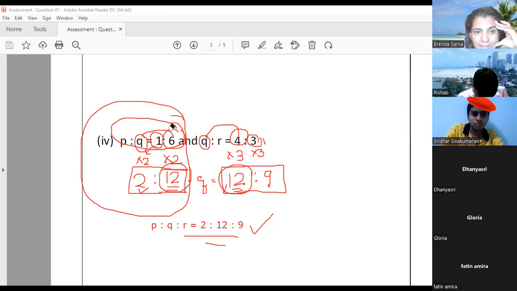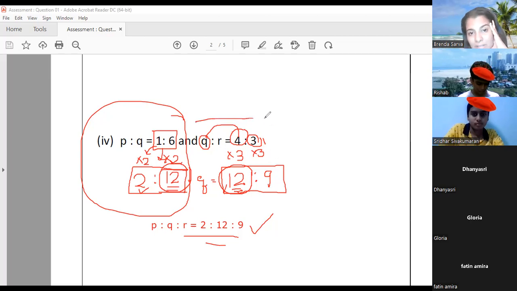Do you understand that? Yeah, understand. Okay, this ratio of 1 to 6 becomes 2 to 12 when I multiply each number by 2. You see, you simplify ratios, right? In the same way, you can actually expand back by multiplying.